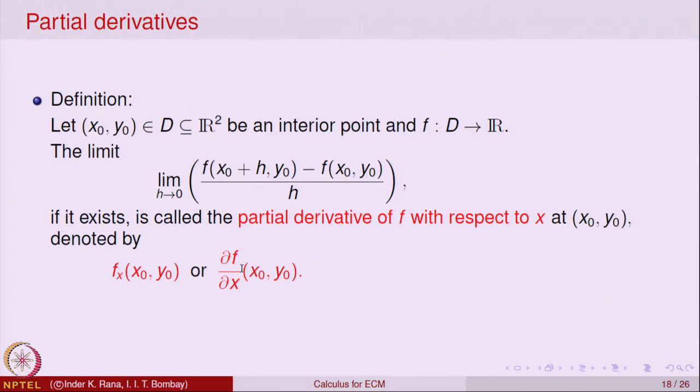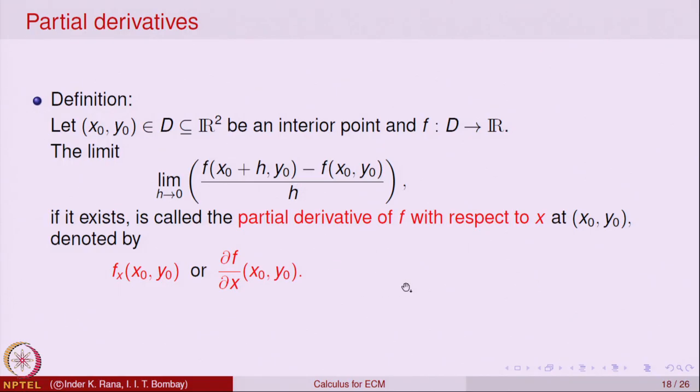This is also written as something similar to dy by dx. Instead of writing dy by dx or df by dx, we write this Greek letter called partial. So, del f by del x. This is called the partial derivative of f with respect to x. This symbol is called the partial. So, partial f divided by partial x, the partial derivative of f with respect to x at x naught y naught, is this limit, if it exists.